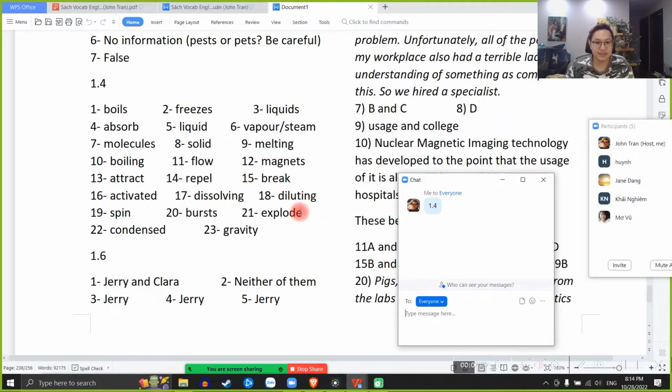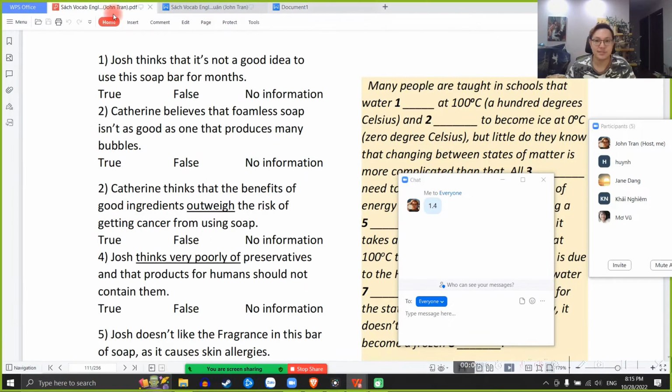18 is diluting. Làm loãng ra. 19 is spin. Xoay xung quanh gì đó. 20 is burst. 21 is explode. Explode. PLO thì là plowed. 22 is condensed. Bị làm đặc lại. Condensed. 23 is gravity. Trọng lực. Gravity.